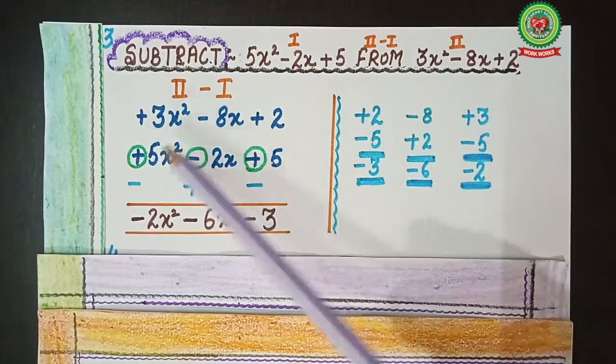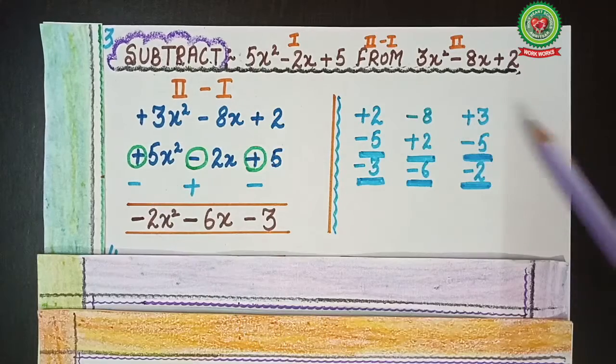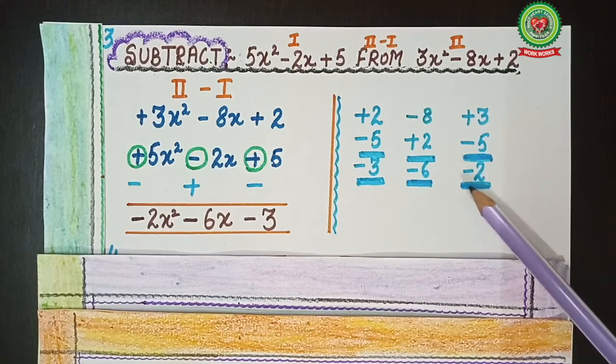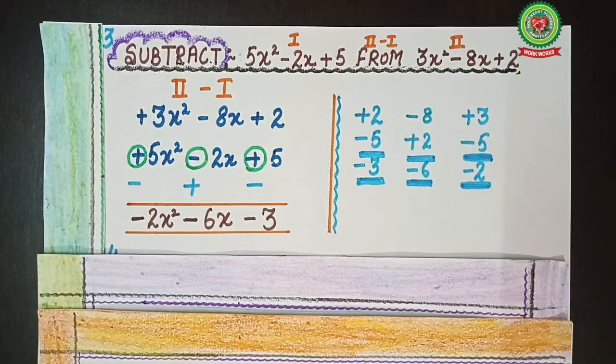So next is plus 3 minus 5. So plus 3 minus 5, that is plus minus sign of bigger term. Subtract the number, minus 2, right? So here you will write minus 2x square minus 6x minus 3. Clear? So this is the answer that we needed to find by subtracting both these expressions, right? Now move to the last example.